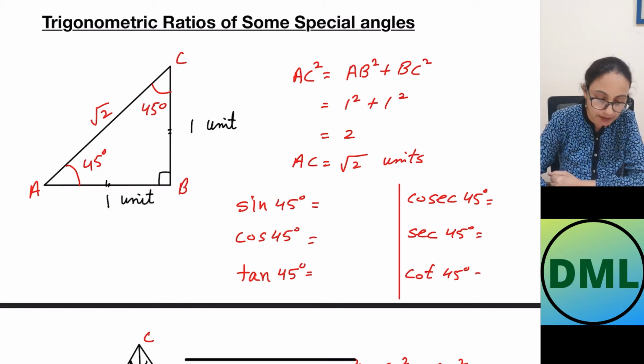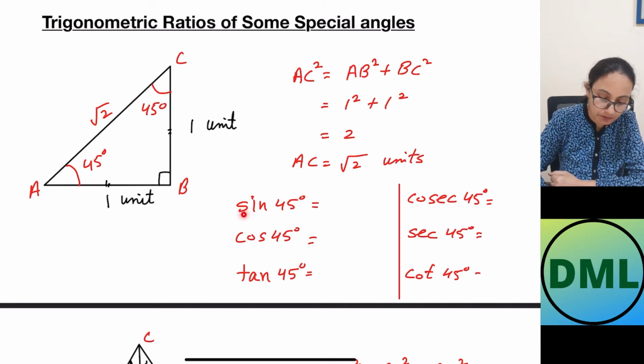If this is 1, I need to find out the AC first. So if I apply the Pythagoras theorem here, AC square will be written as AB square plus BC square. AB square is what? 1 unit square. So it is 1 square. BC square is what? 1 unit square. So it is 1 square. So 1 square plus 1 square is 2. So the AC length will be given by root of 2 units. So that means this is root 2 units.